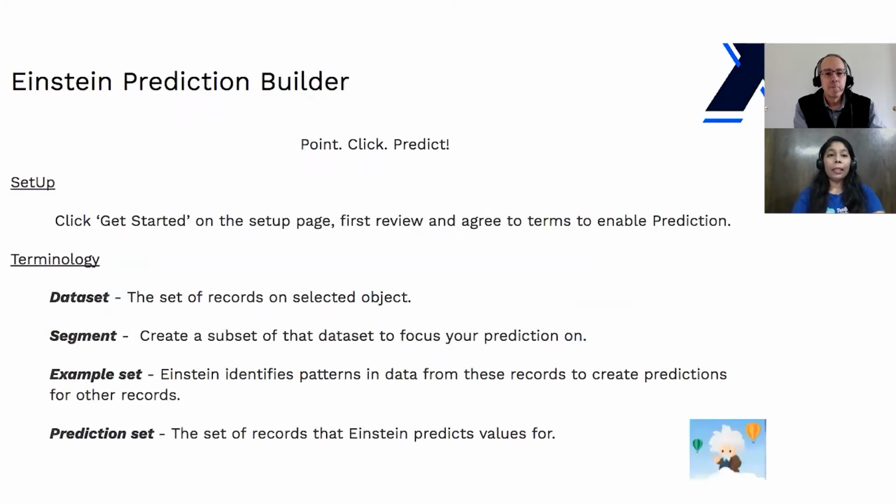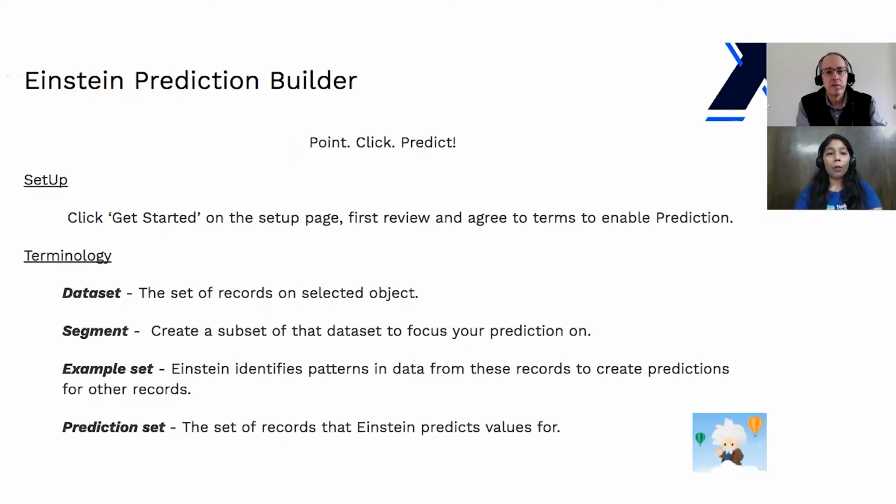Einstein Prediction Builder is basically AI for admins. What this lets you do is predict what happens next in your business by analyzing the past data. The first time you enable Einstein Prediction Builder, there are two ways you could do it. The first is clicking on Get Started on the Einstein Prediction Builder tile on your homepage, or you could navigate through Setup and then enable it. You also have an option to toggle the Prediction Builder on and off as and when needed.